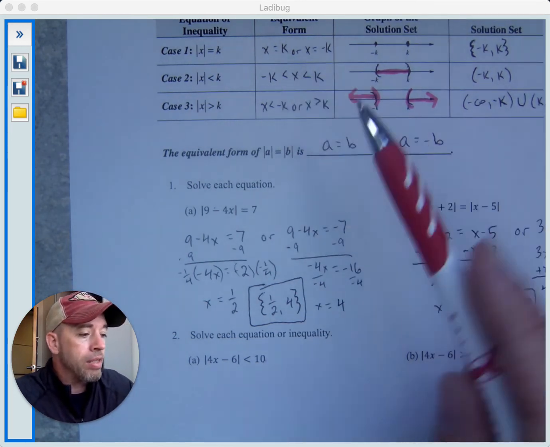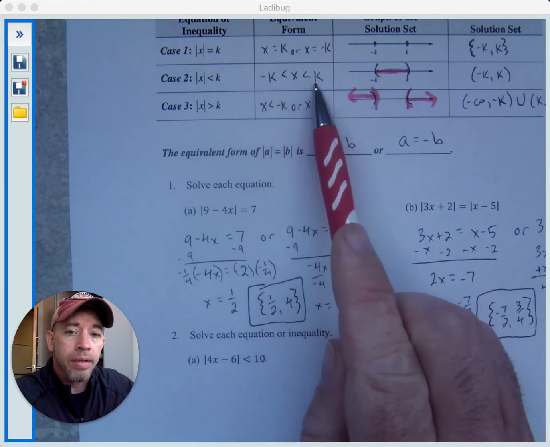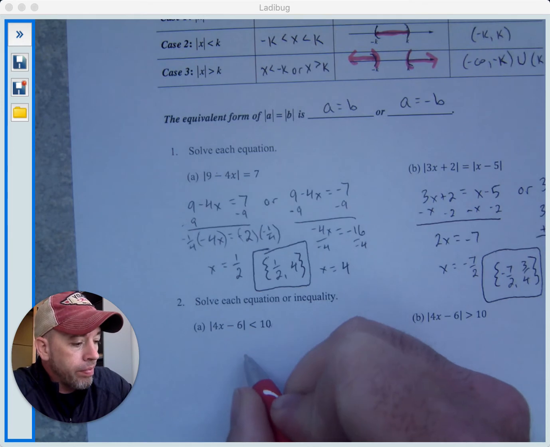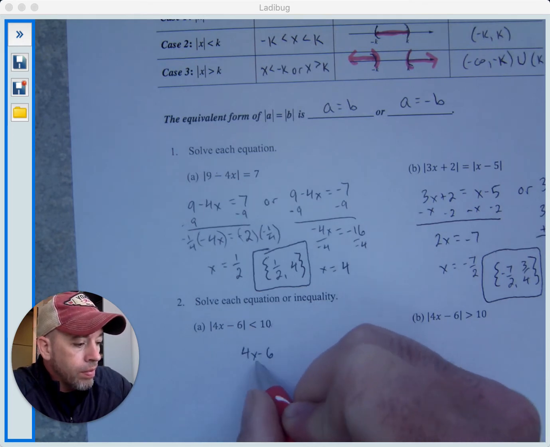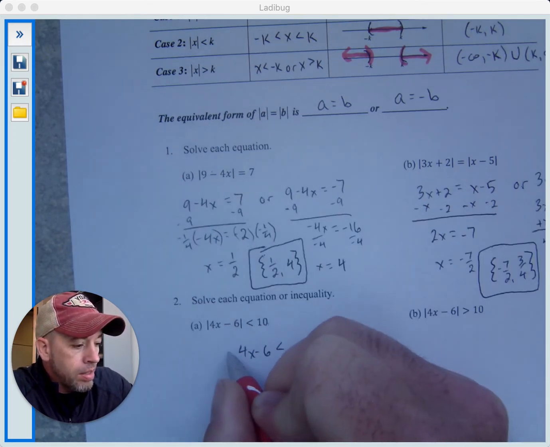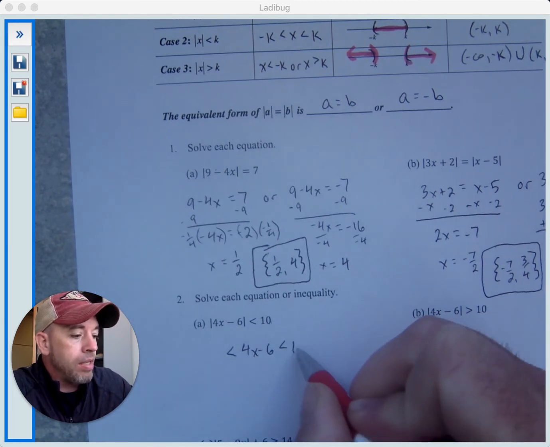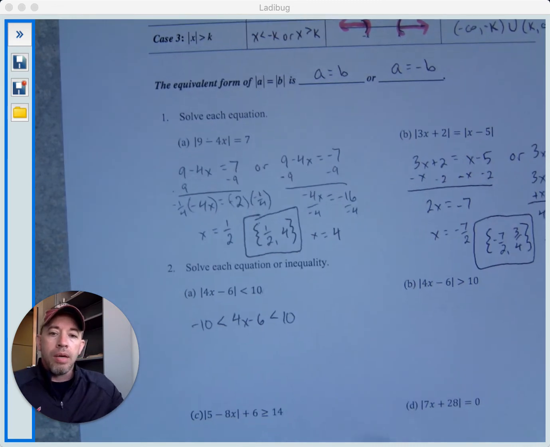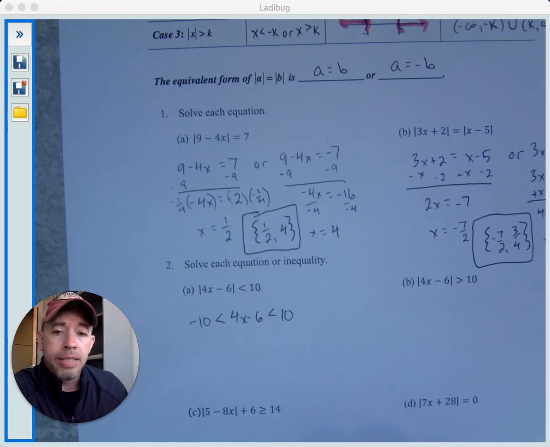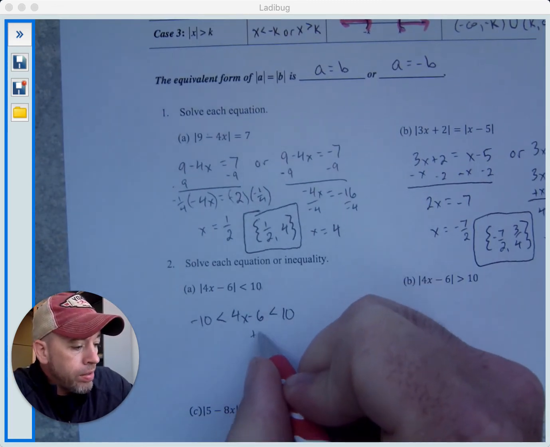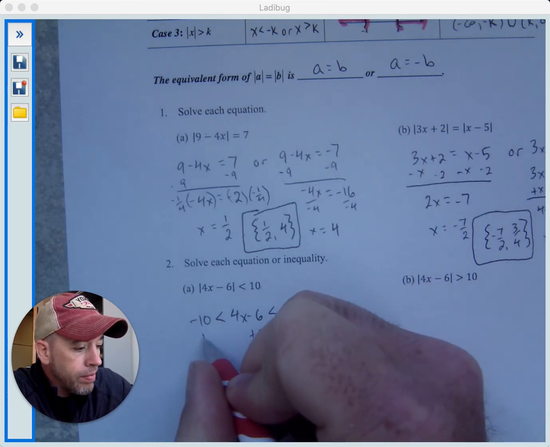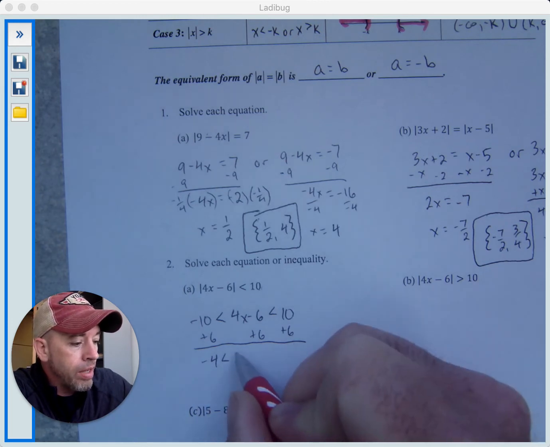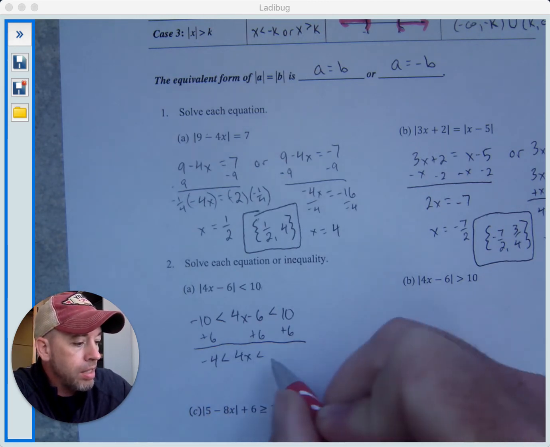We can rewrite this as a double inequality. So we take this item in absolute value and put it in the middle, and we put the less than signs on both sides. We have a 10 over here and a -10 over here. And we solve the double inequality. We try to get x by itself in the middle. I'm going to add 6 to all three parts here. We get -4 is less than 4x, which is less than 16.